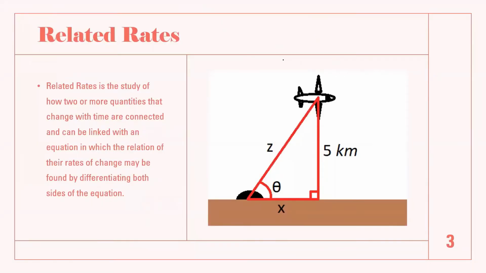Related rates is the study of how two or more quantities that change with time are connected and can be linked with an equation in which the rates of change may be found by differentiating both sides of the equation.